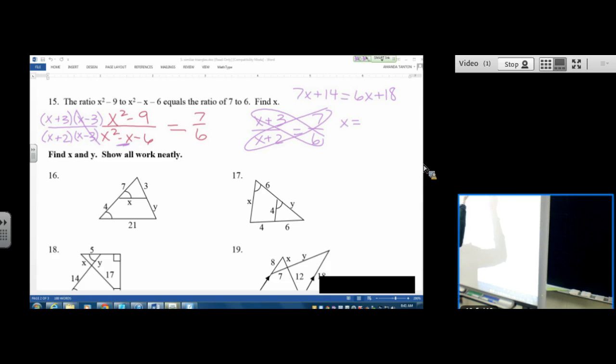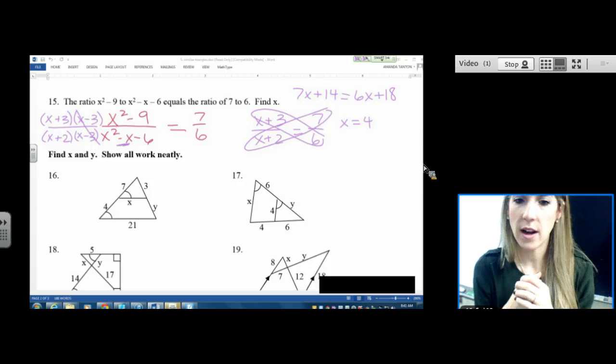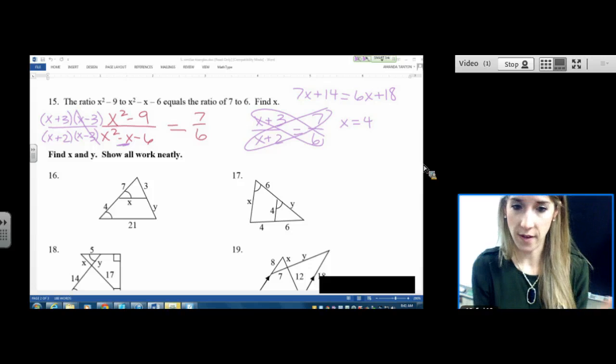x equals 4. I hope I didn't do that too quickly. I hope I got the right answer. So in this one, factoring the numerator and the denominator and canceling out, or in other words, simplifying that side of the fraction really helped us solve for x.